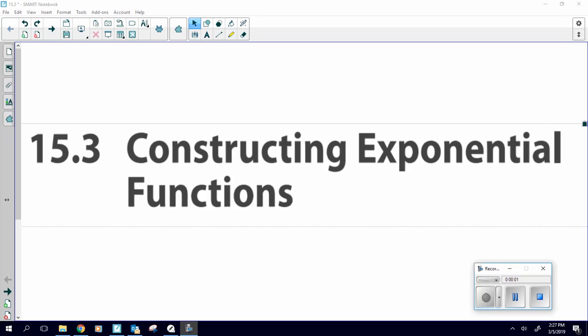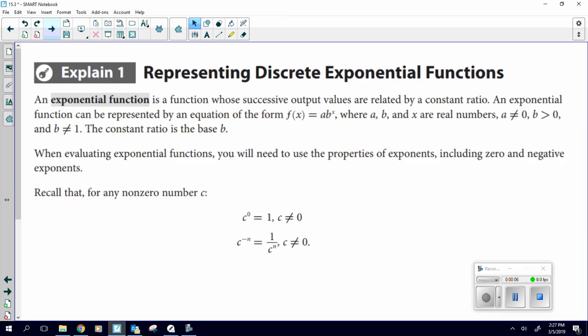Okay, today is 15.3, constructing exponential functions. This is something I don't remember actually learning, but I'm sure I did at some point in time. So the first thing we're doing is representing discrete exponential functions. An exponential function is a function whose successive output values are related by a constant ratio.